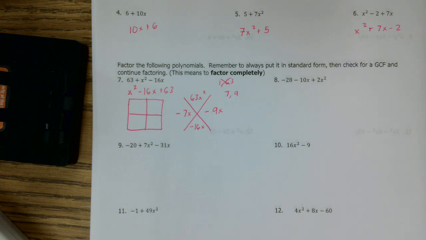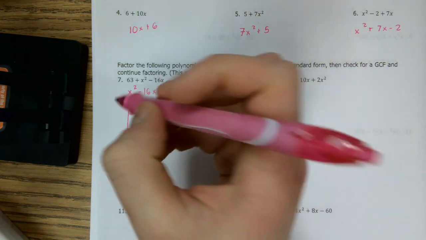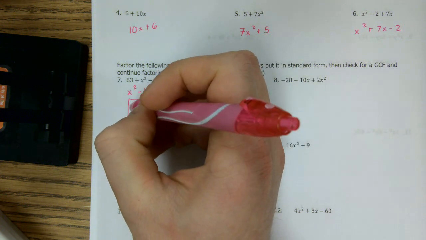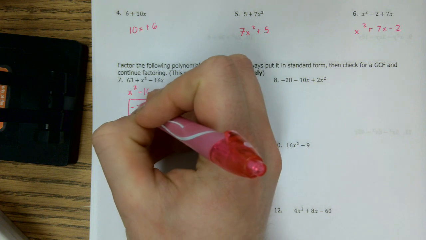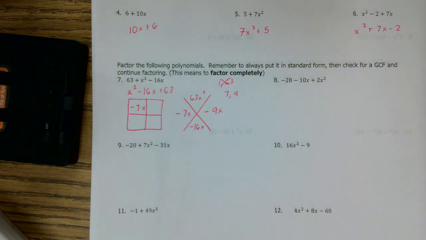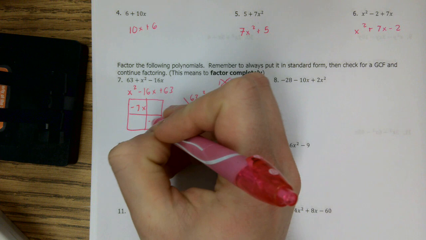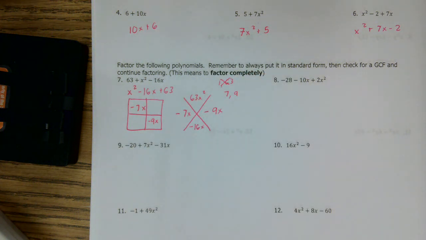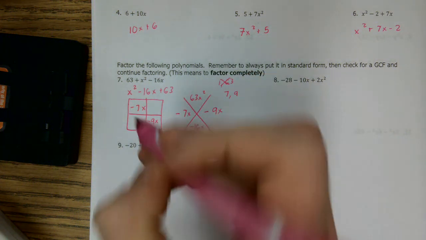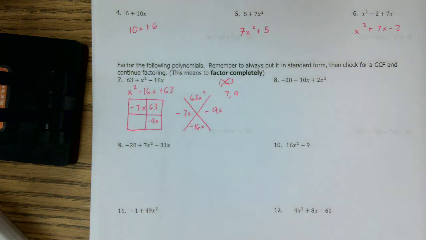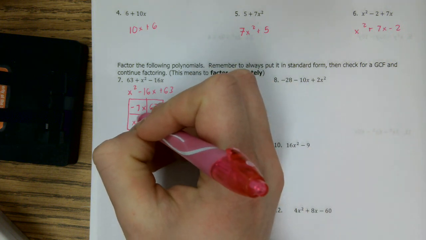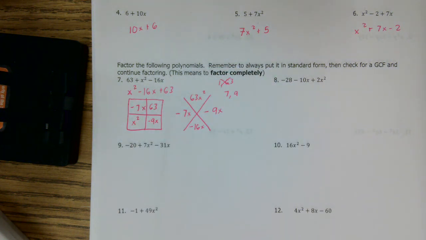Now what I'm going to do is put those in my box and pull them out. So in this case, I have that negative 7x as well as that negative 9x, and they are multiplying to 63, and then multiplying to that x squared, okay? Just like when we did those box and diamonds, we're going to pull out everything with our factors.